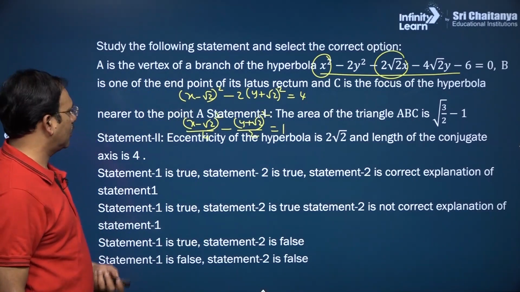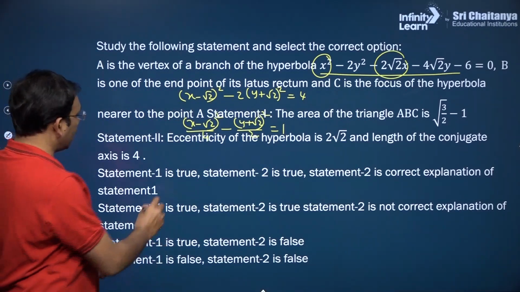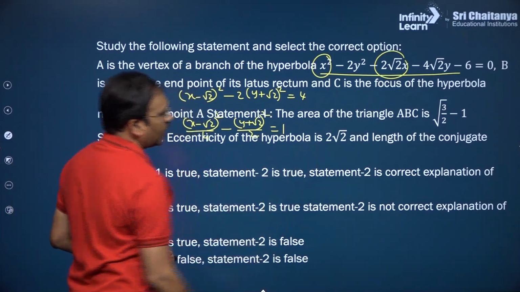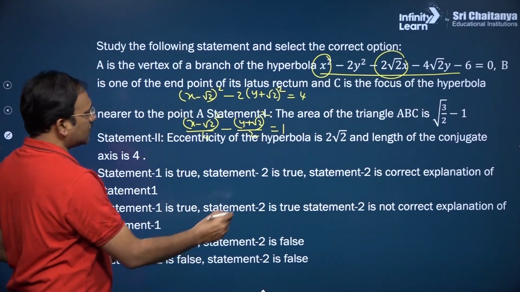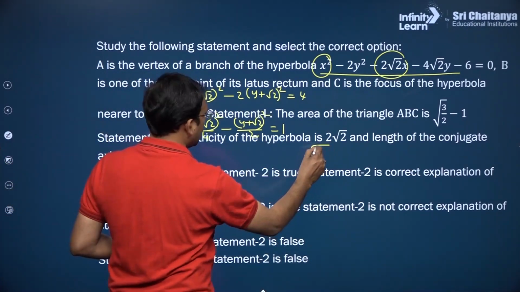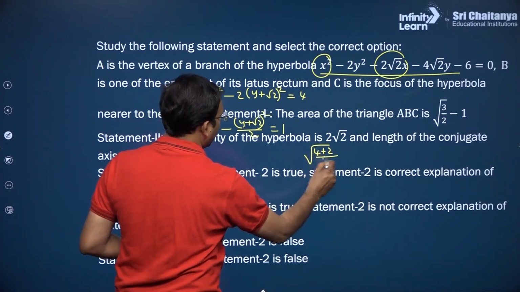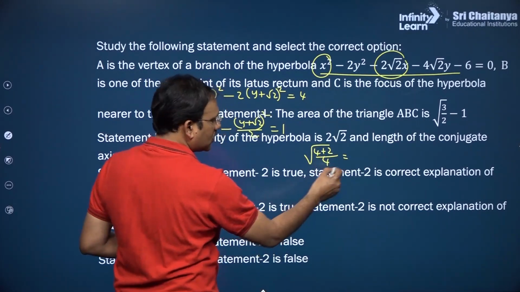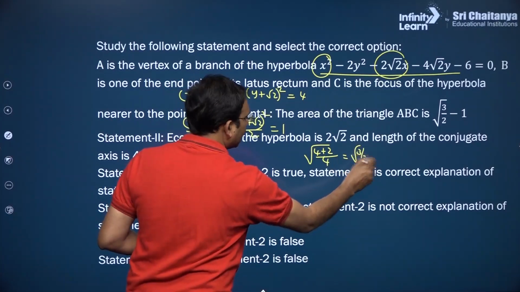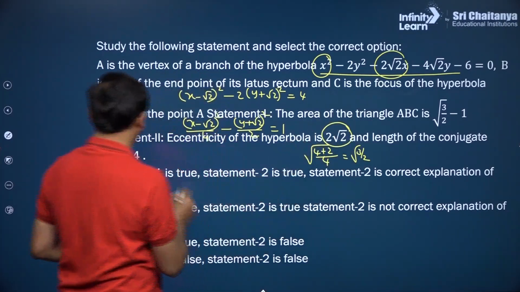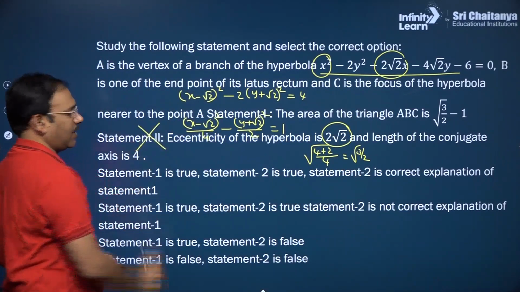This is the hyperbola. Now, statement 2 is about the eccentricity of the hyperbola. He is asking the eccentricity of the hyperbola, the formula is root of a square plus b square by a square, which is going to be root 6 by 2, which is root of 3 by 2, but he said 2 root 2. So, statement 2 is false, my dear friends.